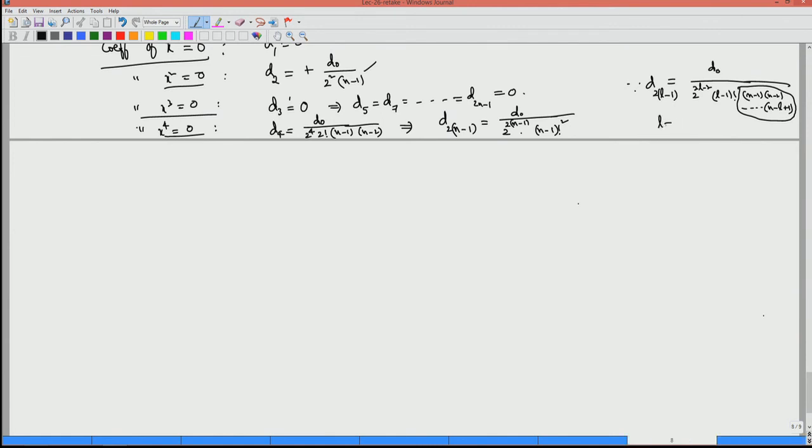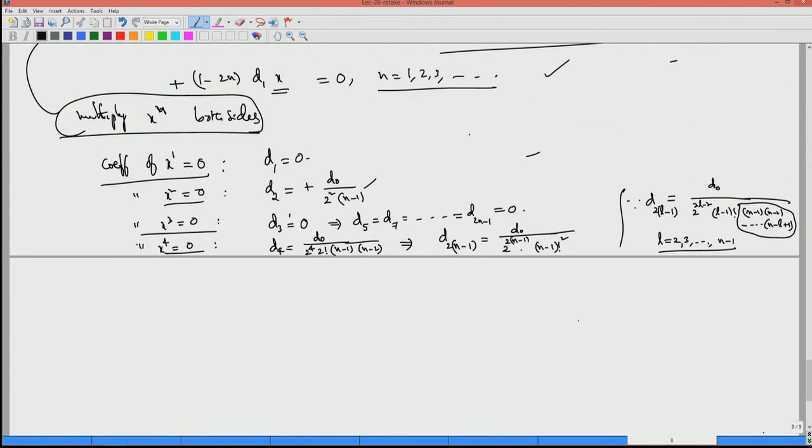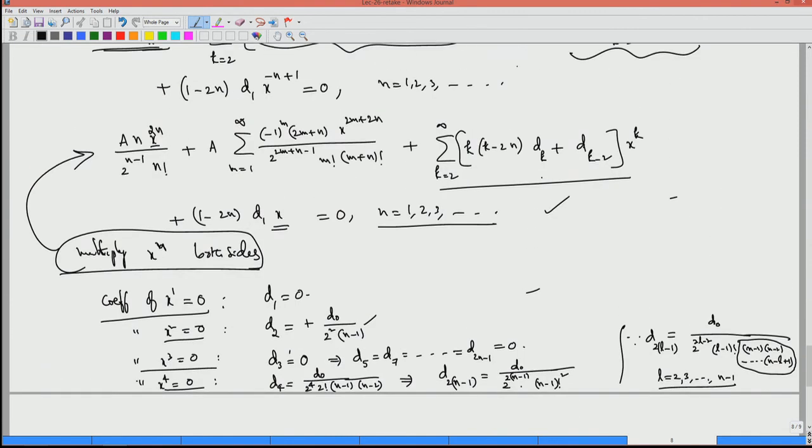So, you can write like this: l equal to 2, 3. If you put l equal to 2, you have d2. d0 is anyway arbitrary, we did not find it. So, 2, 3, 4 and so on up to n minus 1. Because of this, I found all the coefficients in terms of d0; some odd coefficients here are 0 up to 2n minus 1. So, only from here I picked up.